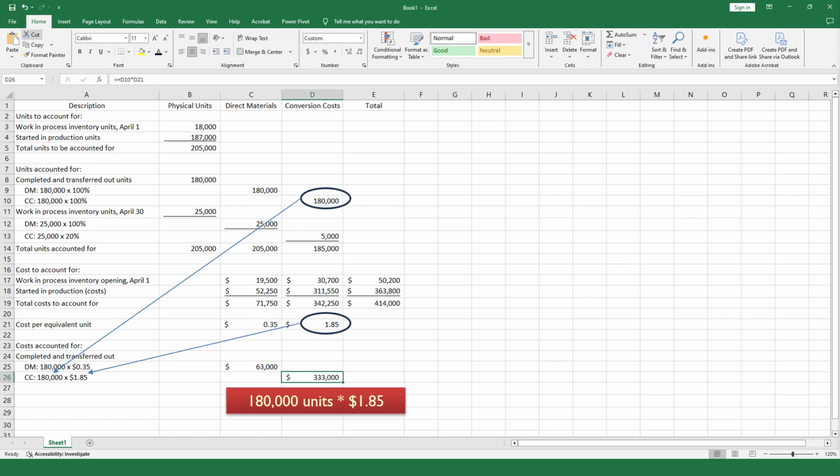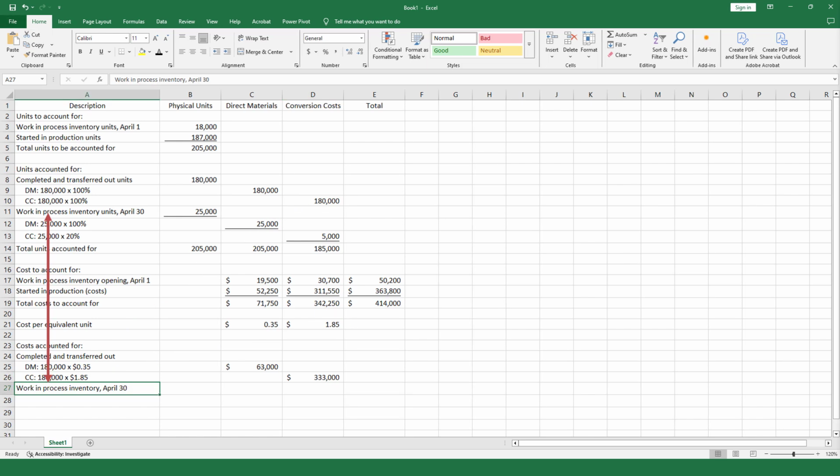For the conversion costs, we take the equivalent units of 180,000 and multiply it by the cost per equivalent unit for the conversion costs, $1.85 per unit. 180,000 units multiplied by $1.85 is equal to $333,000. That's the total of the conversion cost used in the production of the 180,000 units which were completed and transferred out. Again, check out the similarity with the units accounted for. Only difference is the cost per equivalent unit instead of the percentage complete.